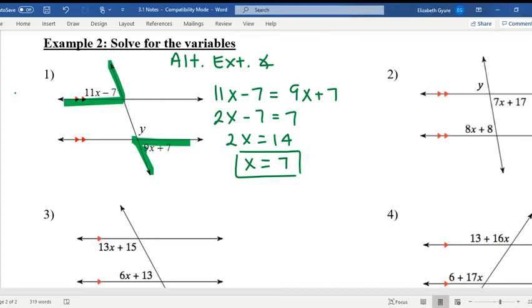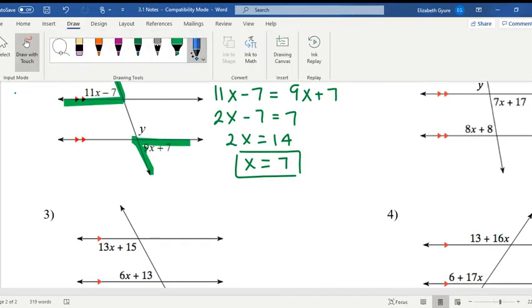So again, identify, are your lines parallel or not? What angle relationship is happening? Do I have to set them equal? Or do I have to add them up and set them equal to 180? Because that's going to be our other option. Now here it also wants y though, doesn't it?